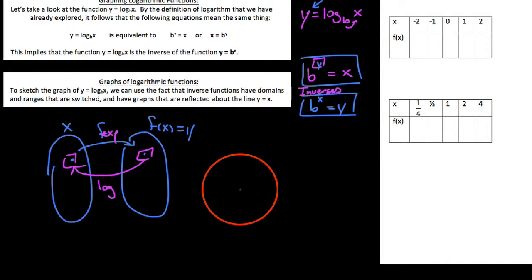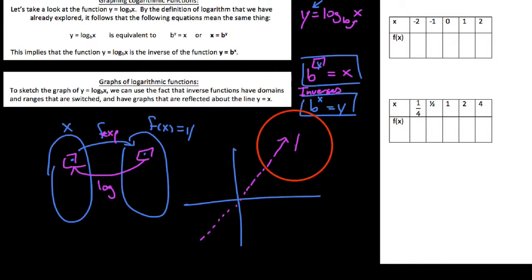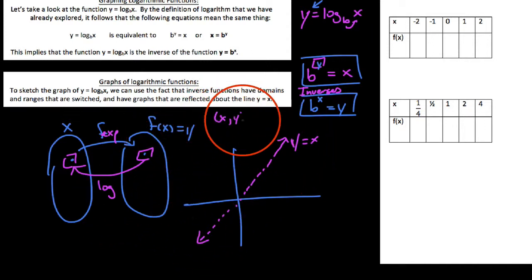That being said, we know that graphically a few things are very true about these. Starting with, they must be reflected about the line y equals x if their domains and ranges switch. Also, every point (x, y) that's on the initial relationship is going to be the point (y, x) on the inverse relationship.